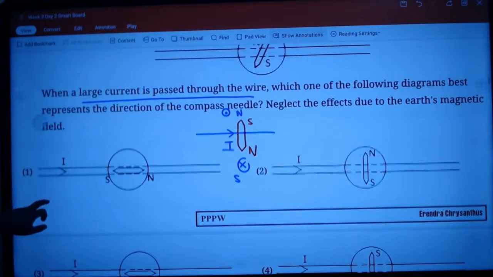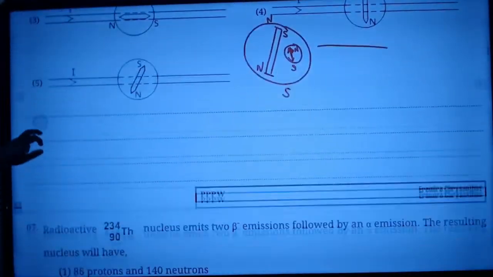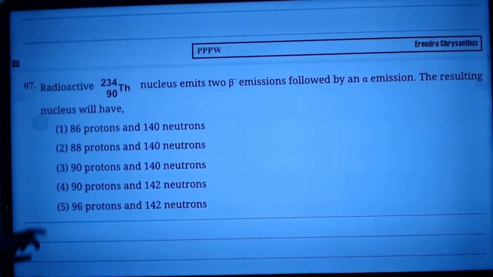Okay, now? Very good question, but a simple one. Simple question.